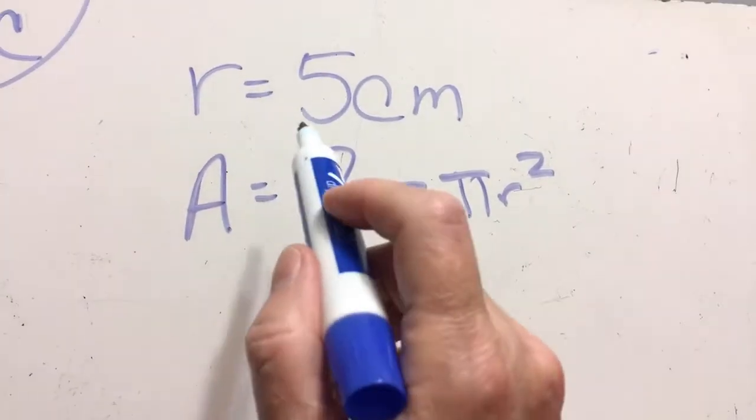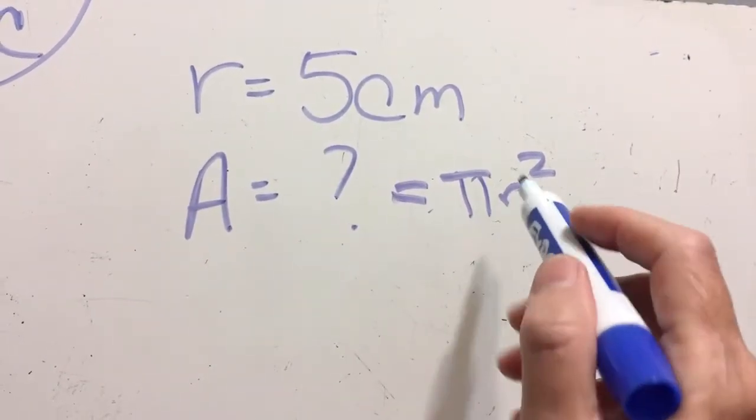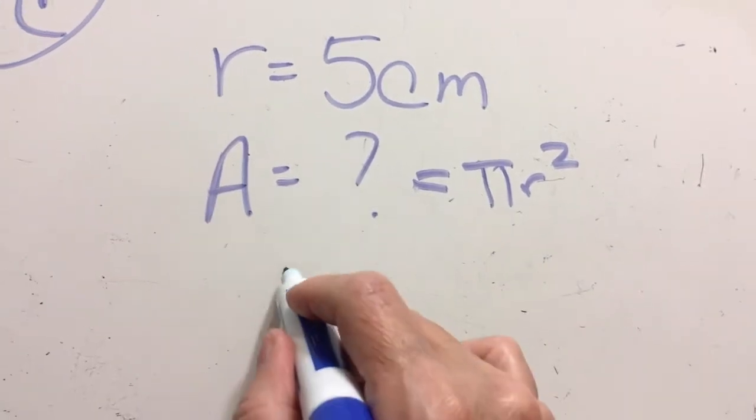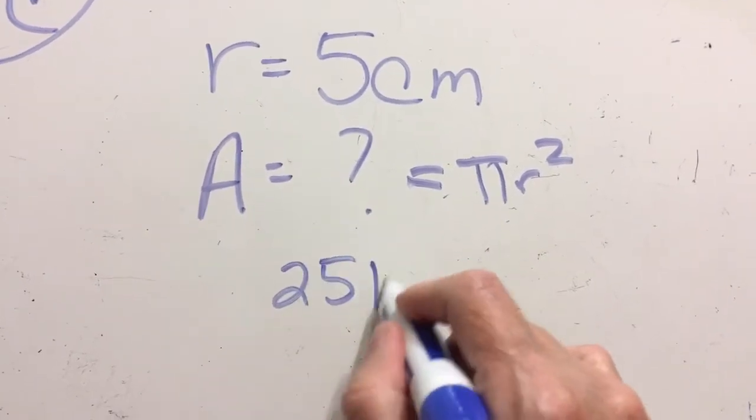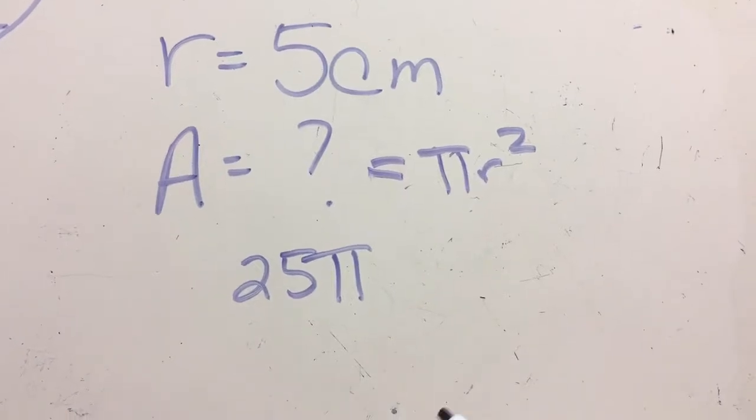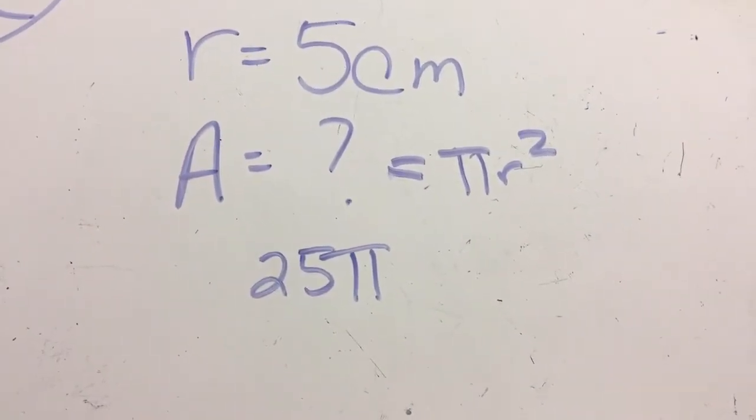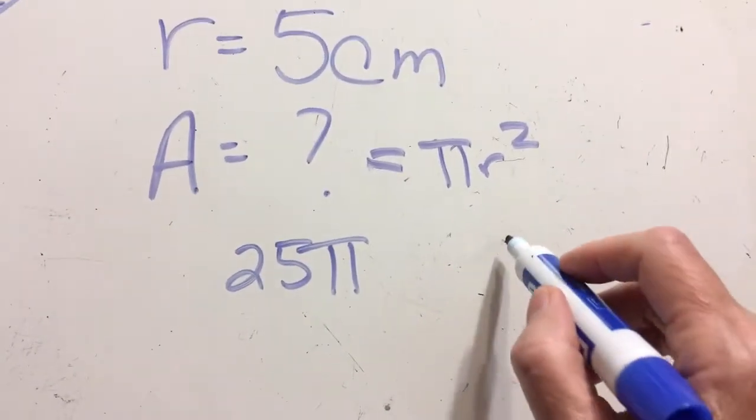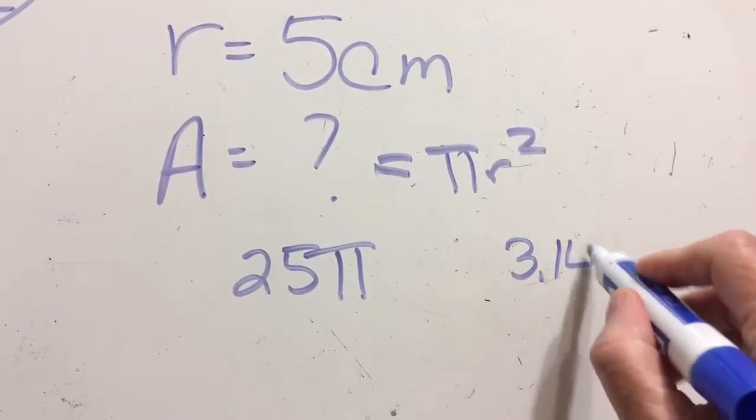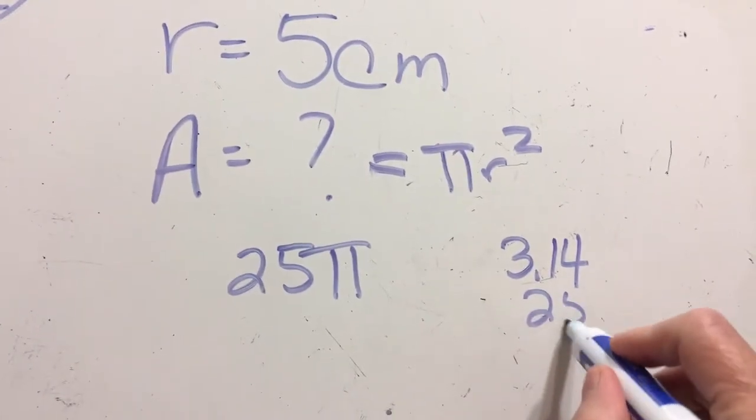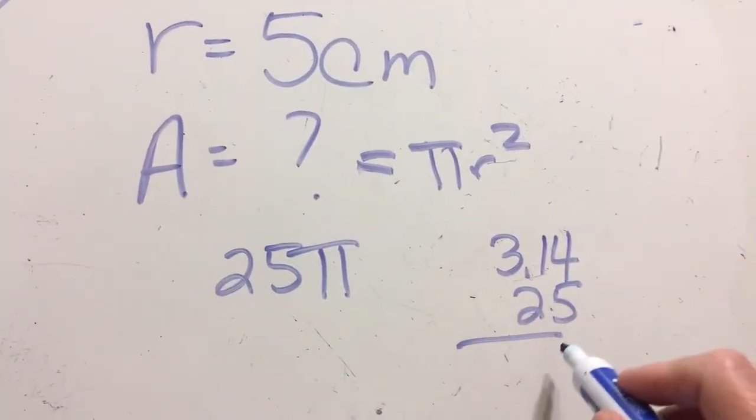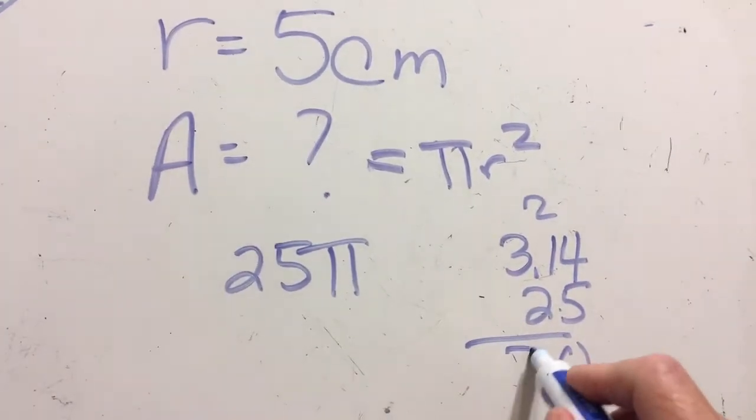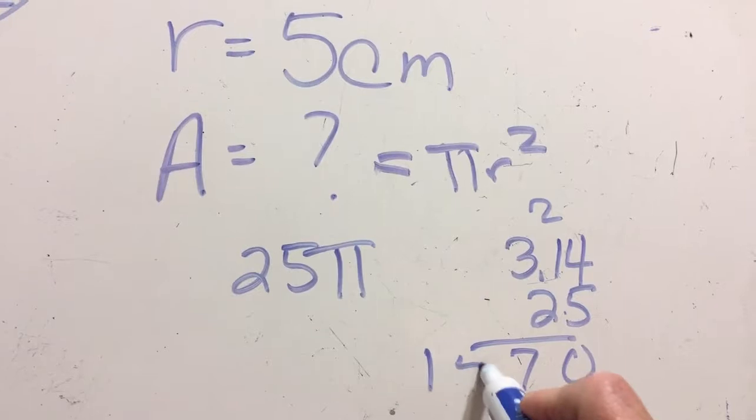So now here we are with our r squared is going to be 25 because we're going to plug in the 5 and square it. So we get 25 pi is our area. And in your book, it tells you that you will always use 3.14 unless told to use something else. So we're going to have 3.14 times 25. And 4 times 5 is 20. Carry the 2. 5 plus 2 is 7. 3 times 5 is 15.